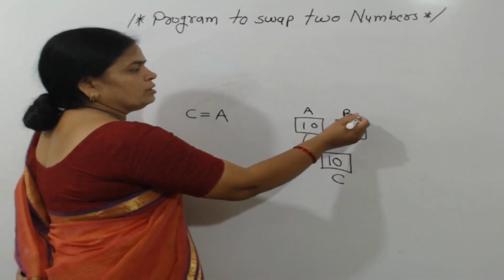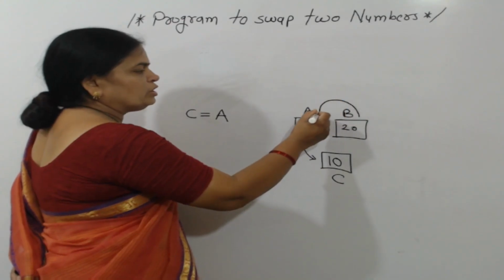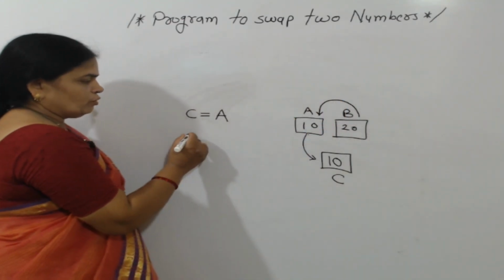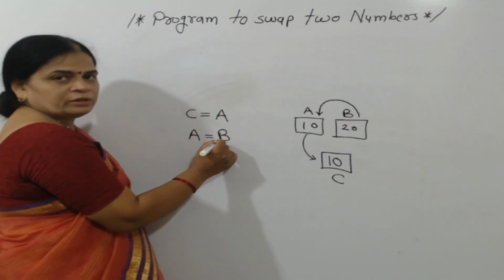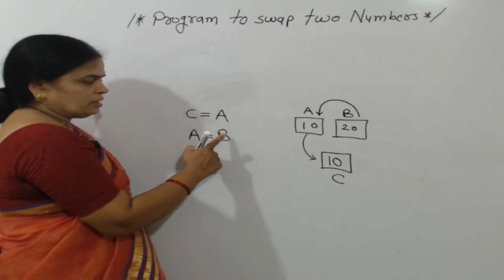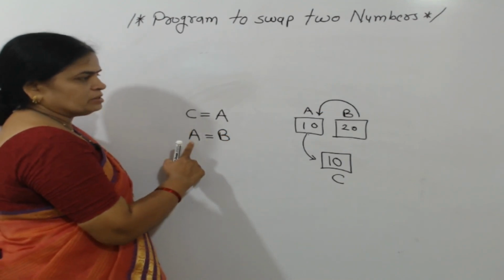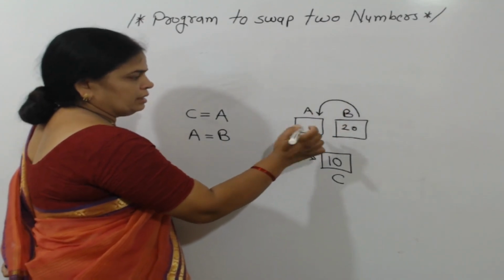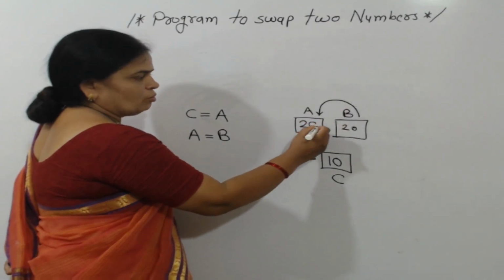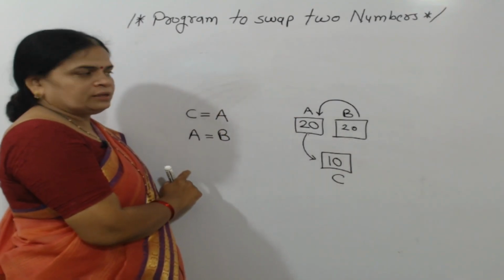Now we will move the value of B to A. For that we will require a statement like A equals B. A equals B से B की वैल्यू A में जाएगी. So the value 20 will be stored in variable A. So now A contains value 20.